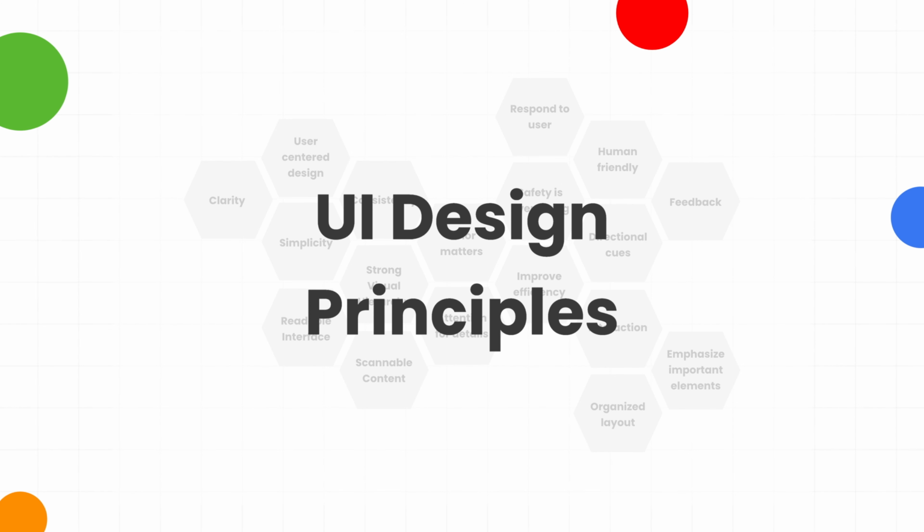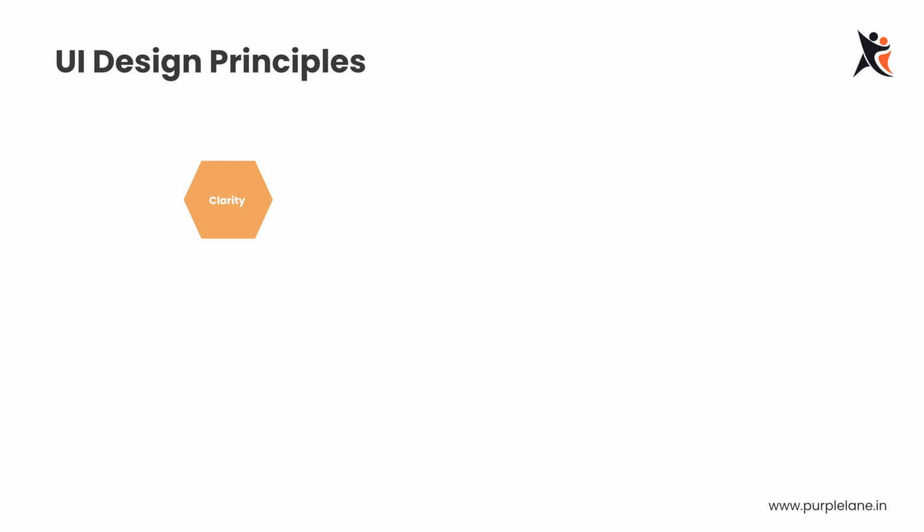In order to make the UI as simple and efficient as possible, we need to follow some design principles. So in this video, let's look at these principles now. The first and foremost UI design principle is clarity.